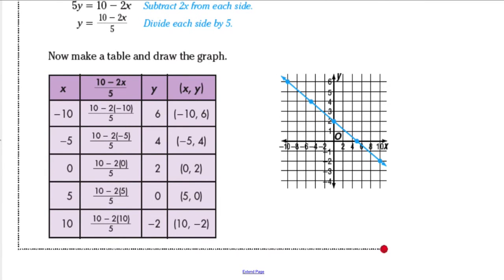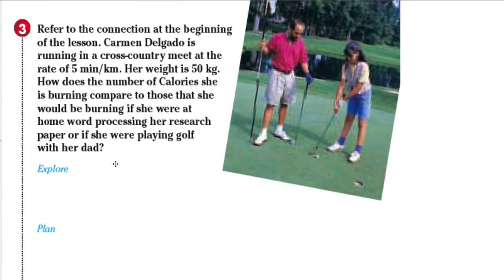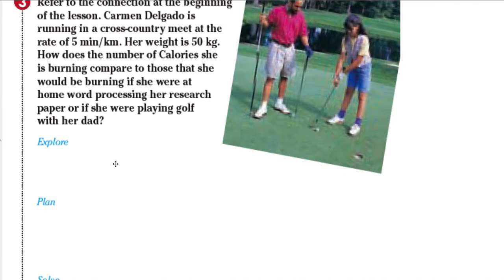Using graphs is a good way to make comparisons in real life situations. So let's refer to the connection at the beginning of the lesson. Carmen Delgado is running in a cross-country meet at the rate of 5 minutes per kilometer. Her weight is 50 kilograms. How does the number of calories she is burning compare to those that she would be burning if she were at home word processing her research paper, or if she were playing golf with her dad? So we want to compare the number of calories that she would burn doing those different activities.